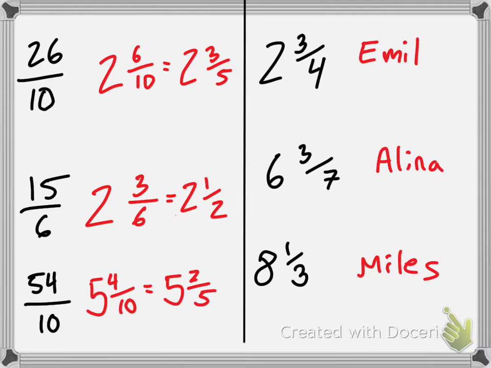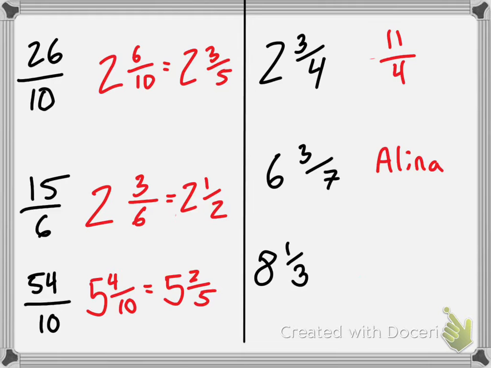Let's see, Emil. Let's do this one together, Emil. Ready? What is 2 times 4? 8. Plus 3? 11. And then we keep our denominator the same. Excellent.